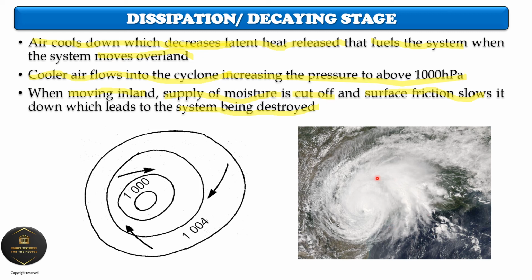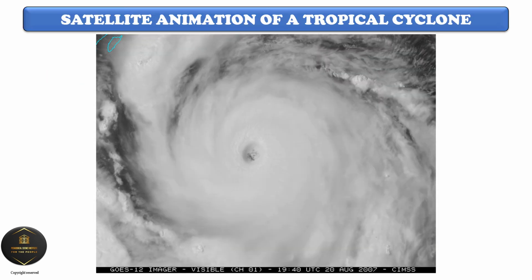And again, another piece of evidence I will show is in the dissipation stage. If you look at the land, you see these clouds are further inland and not on the ocean per se. So it shows us that it is inland, it's dissipating, it's getting destroyed as a result.